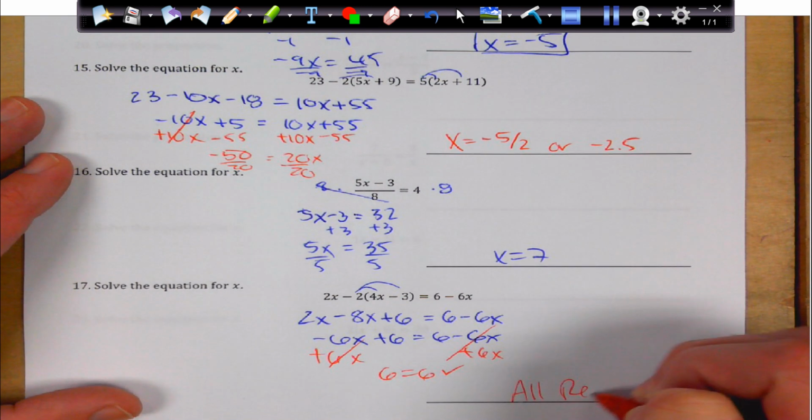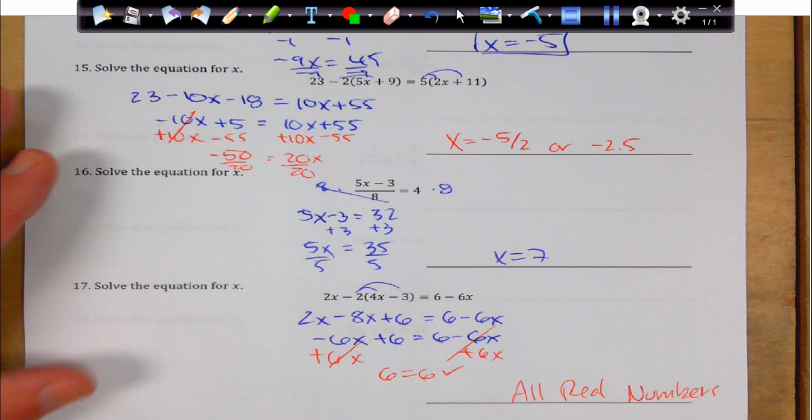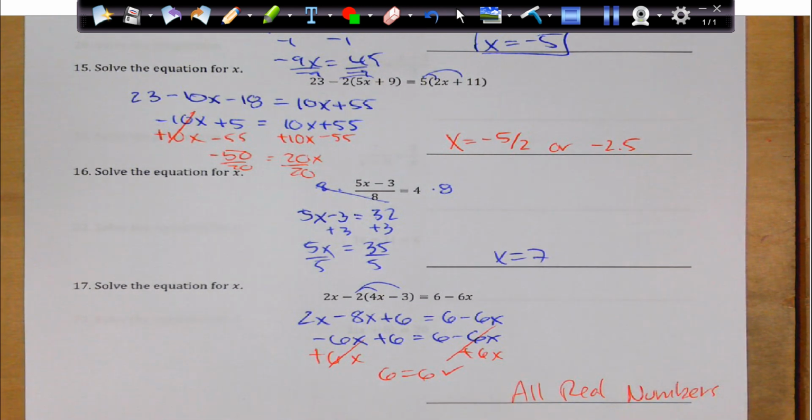All real numbers is my answer for x. So any real number I plug in for x, it's going to work. Whoa. Okay, so that's pretty cool.